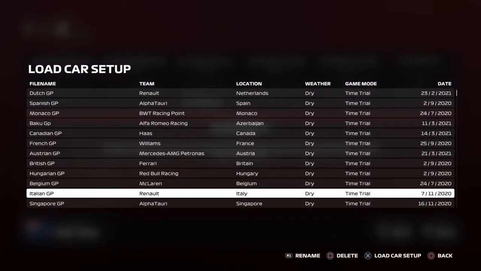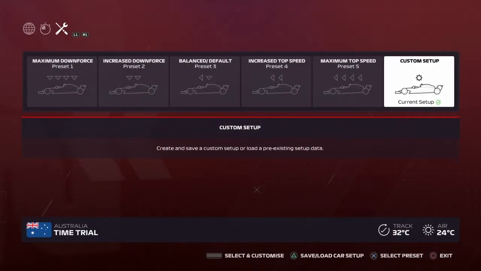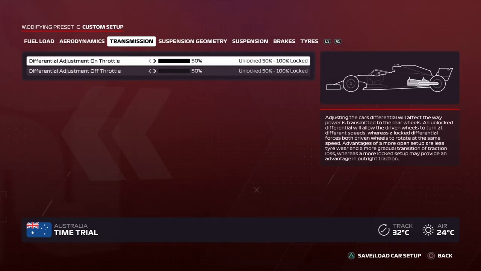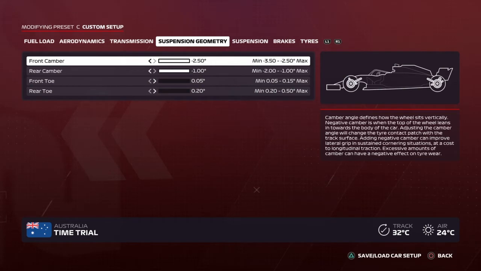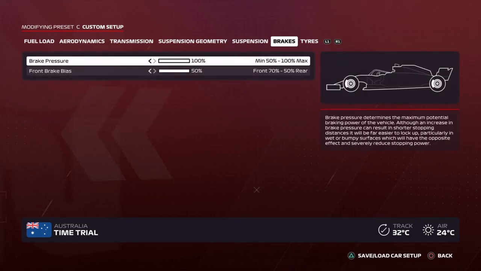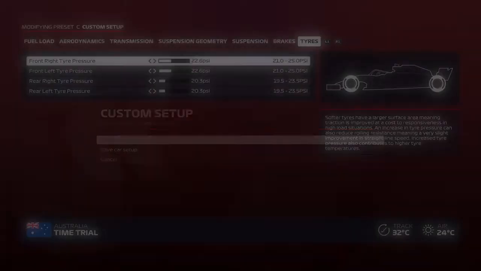As you can see, I've got all the setups, all the tracks lined up for you, and even got wet setups as well, which I'll be doing in another video. So, at Australia, I run 4/8 wings on the aerodynamics, 50/50 on the transmission, right, left on the suspension geometry, 154, 835, 150, but brakes are your own choice, so I'm not going to go through the brakes. 22.6, 20.3 and 20.3 on the tyres. And well, that's the first one done.